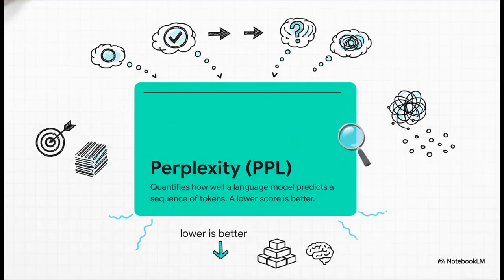Okay, before we get to the results, there's one key term you need to know. Perplexity, or PPL. It sounds complicated, but it's really not. It's just a score that measures how confused a model is when it's trying to predict the next word. So, a lower score means the model is more confident and more accurate. Just remember this, with perplexity, lower is better. Got it? Lower is better.